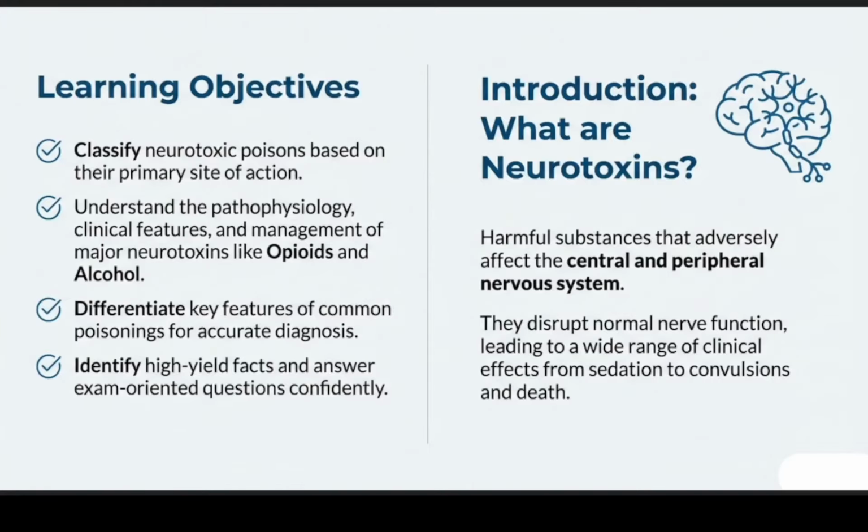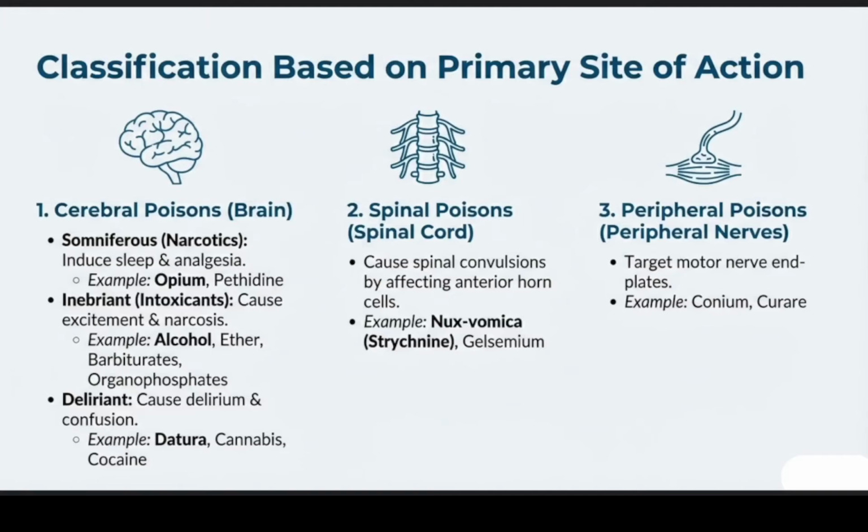Let us classify them into cerebral poisons, spinal poisons, and peripheral poisons. Cerebral poisons include somniferous ones, the narcotics, which induce sleep and analgesia. Important ones are opium and pethidine. Inebriants, that is intoxicants, can cause excitement and narcosis, like alcohol, ether, barbiturates, organophosphates. Then we have deliriants, which cause delirium and confusion. Examples are datura, cannabis, and cocaine.